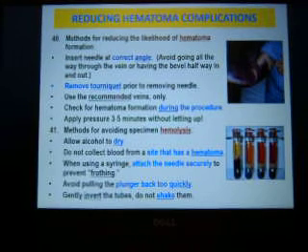Use the recommended veins only, okay? And check for hematoma formation during the procedure. You want to make sure you apply pressure for 3 to 5 minutes without letting up.